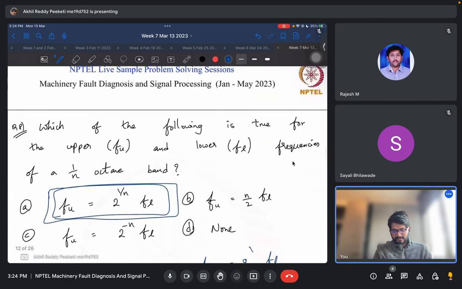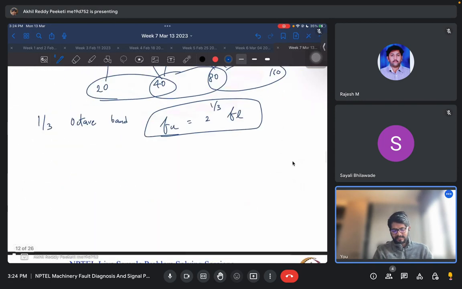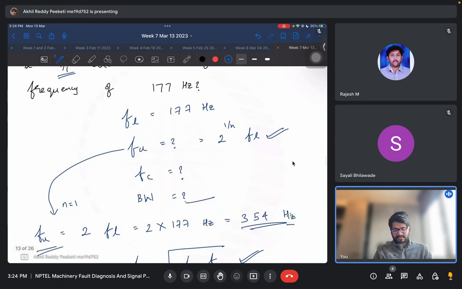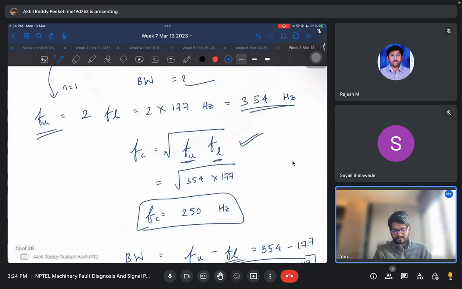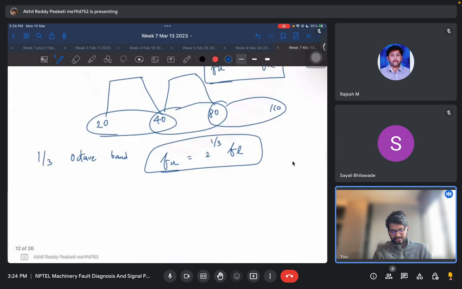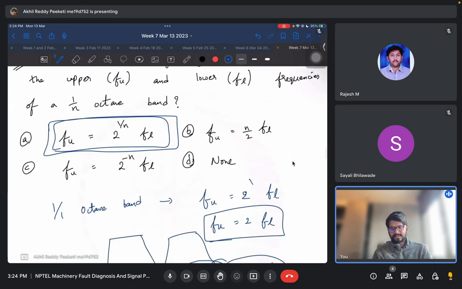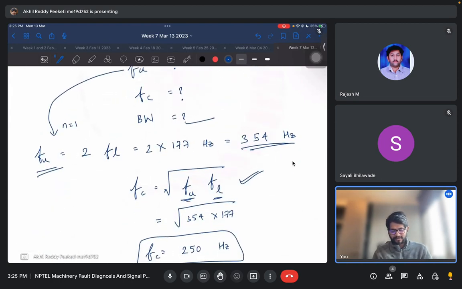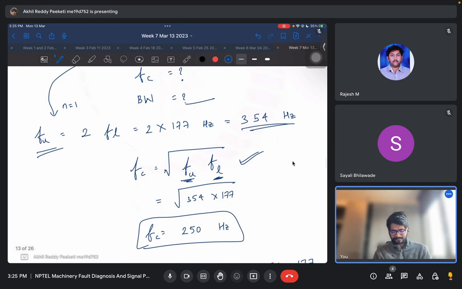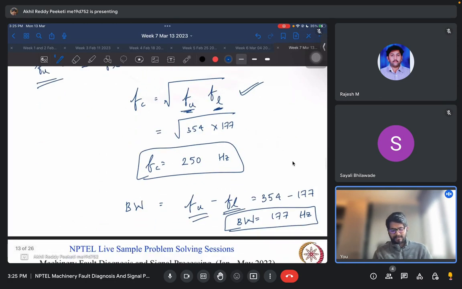These three questions relate the upper and lower frequencies to the center frequency and the bandwidth, and how all these four are related. There are different relations to remember. The first one is that the upper frequency is 2 power 1 by n times the lower frequency, the center frequency is the square root of the product of the upper and lower frequencies, and the bandwidth is the difference between the upper and lower frequencies.